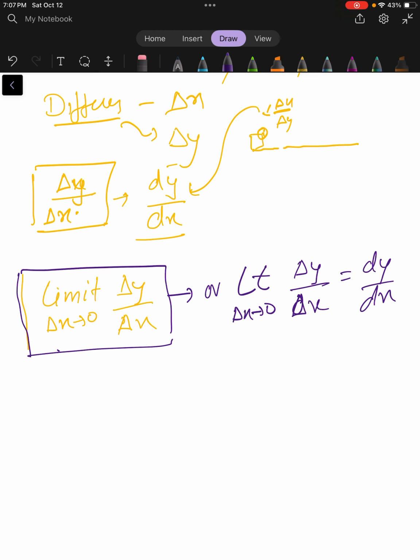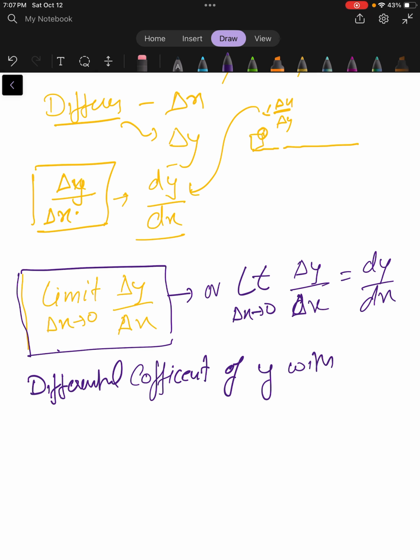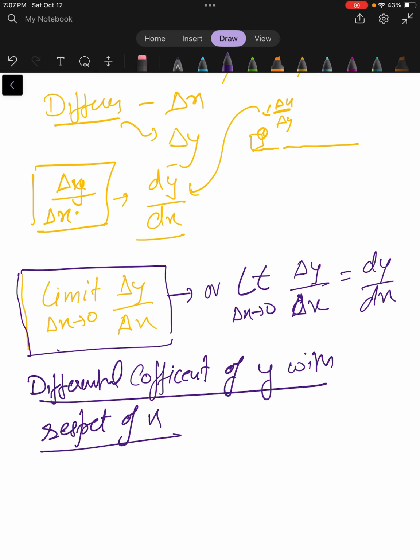So whatever we write, what it means is, it is a differential coefficient of y with respect to x.